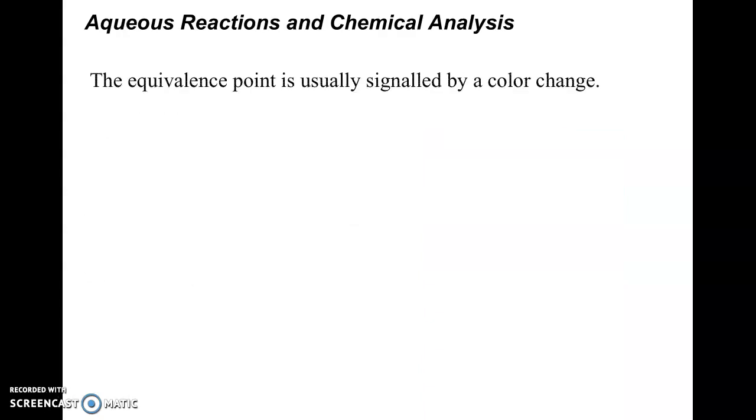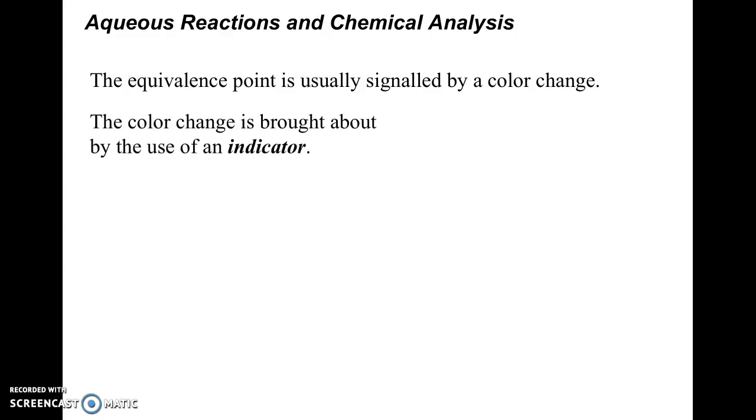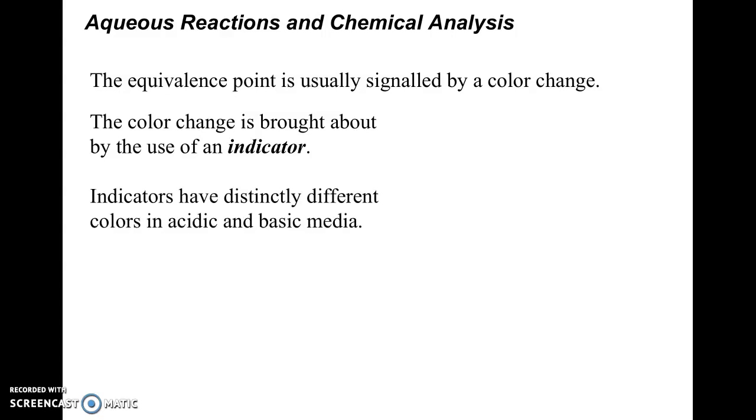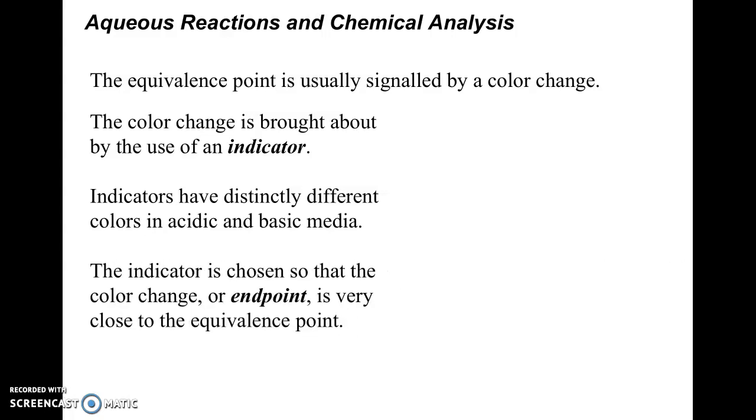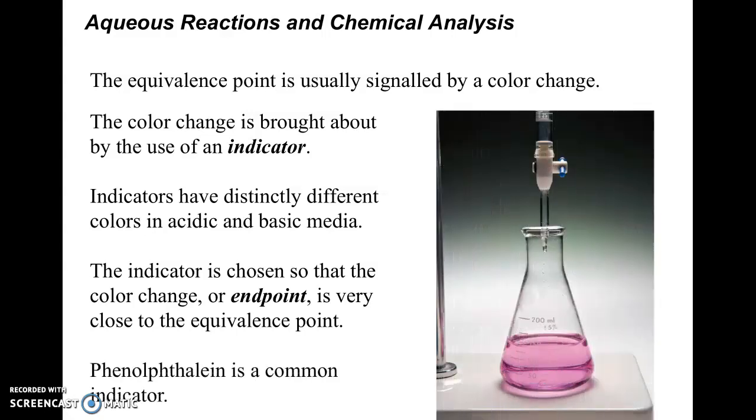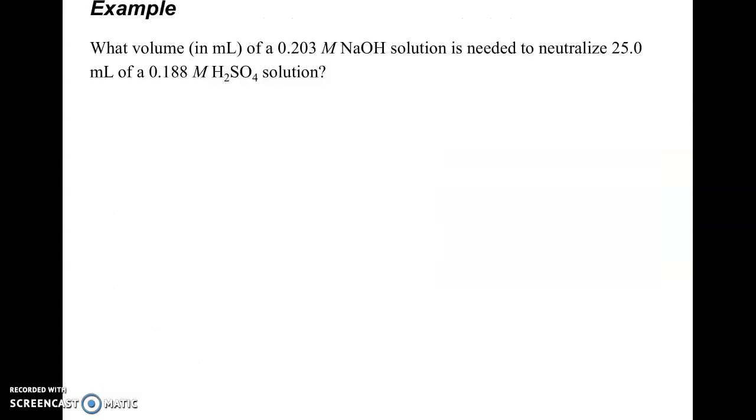Well, that equivalence point is usually signaled by a color change, which is brought about by an indicator. An indicator is something that has different colors, whether it's in an acid or a base, and you have to choose the indicator so that the color change of the endpoint is very close to the equivalence point. Phenolphthalein is one of the most common, and if you did titrations in high school, you probably would have used phenolphthalein. So the endpoint turns sort of a fuchsia color.